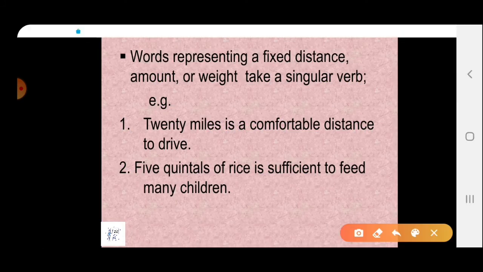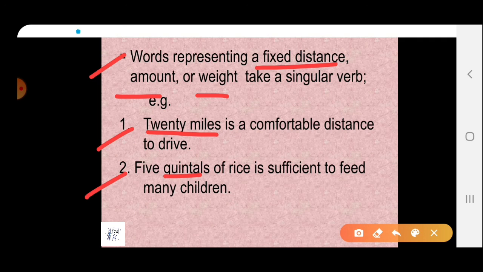Next, words representing a fixed distance, amount or weight take a singular verb. For example, 20 miles is a comfortable distance to drive. 5 quintals of rice is sufficient to feed many children.